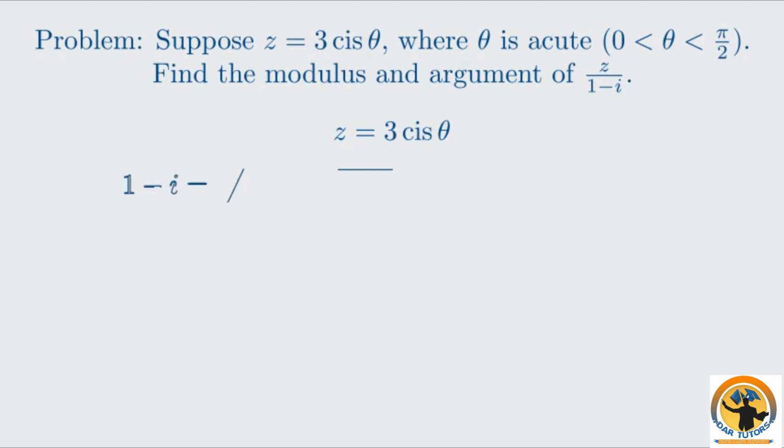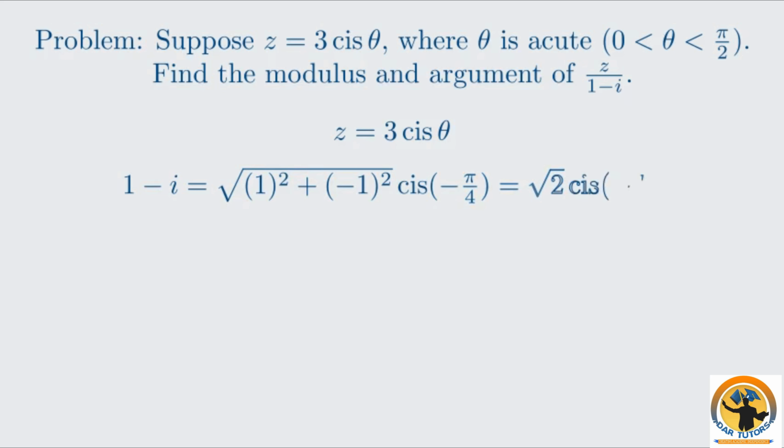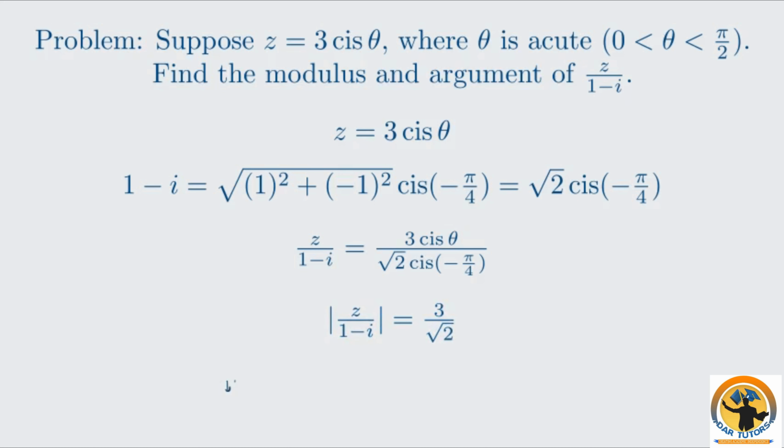Now, let's find the polar form of the denominator, 1 minus i. We've seen this before. The modulus is root 2, and since it's in the fourth quadrant, the argument is negative pi over 4. Now we can write the expression in polar form. It's 3 cis theta divided by root 2 cis negative pi over 4. We use the division rule for polar forms. Divide the moduli and subtract the arguments. The new modulus is 3 over root 2. The new argument is theta minus negative pi over 4, which is theta plus pi over 4.